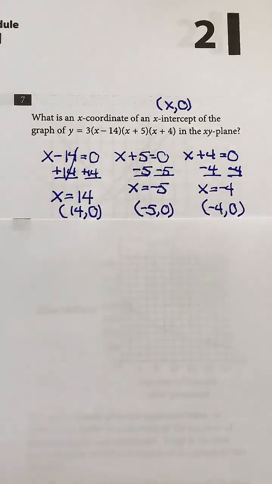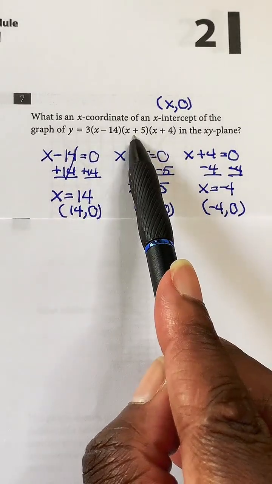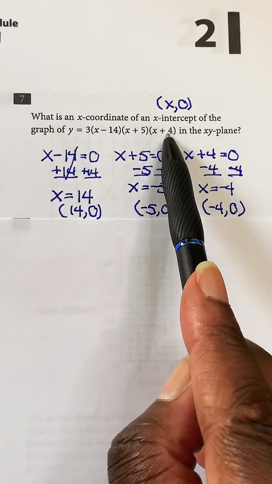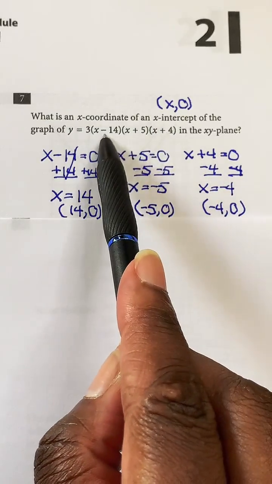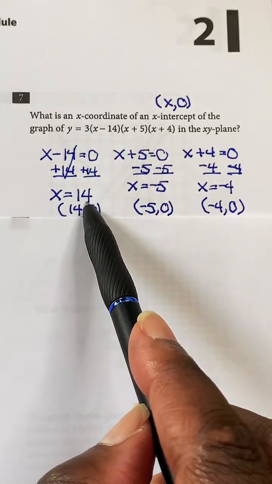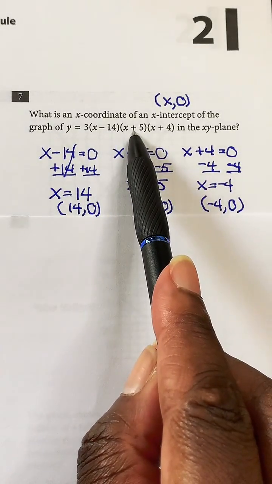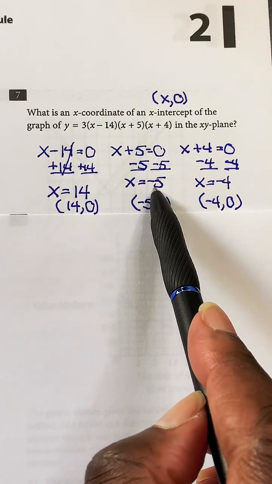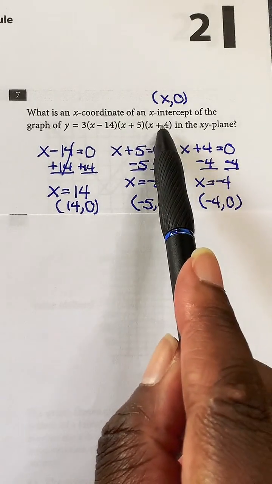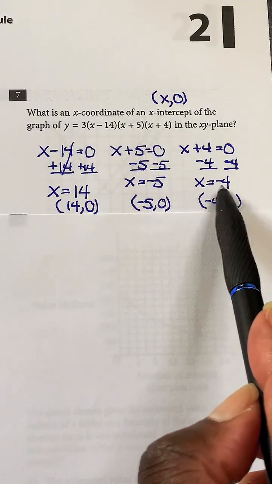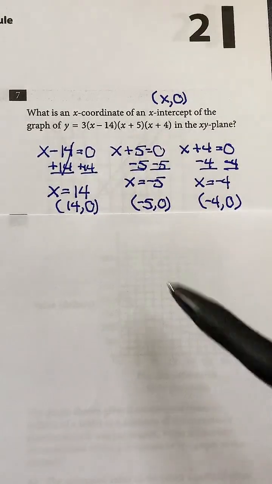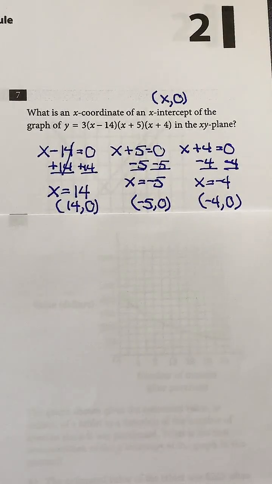So for those, here's a quick tip. Always give the sign opposite what you see inside the parentheses. So if you see a minus 14, that means your x-intercept is going to be a positive 14. If you see a positive 5, your x-intercept is going to be a negative 5. And if you see a positive 4, that means your x-intercept is going to be a negative 4. Inside the parentheses, and all they needed was one of those three. So if you said 14, beautiful thing. If you said negative 5, beautiful thing. If you said negative 4, beautiful thing.